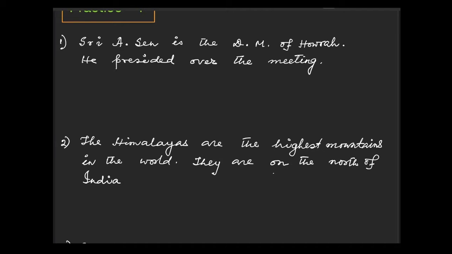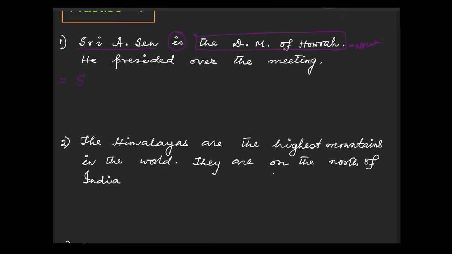Now see the answer. Sri A. Sen, one part, the DM of Howrah, is another part. The second part is the complement of the first part, a noun phrase. More than one word is called a phrase. So here a lot of words are there, so it's a noun phrase. Sri A. Sen is a noun and the DM of Howrah is a noun also. We'll put these two nouns side by side by using a comma.